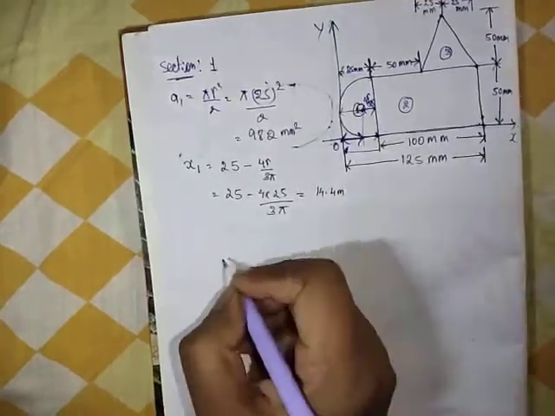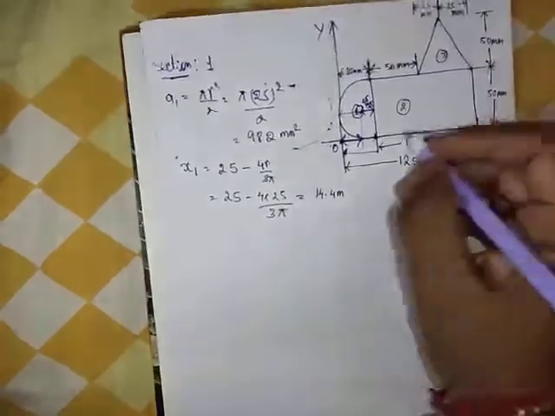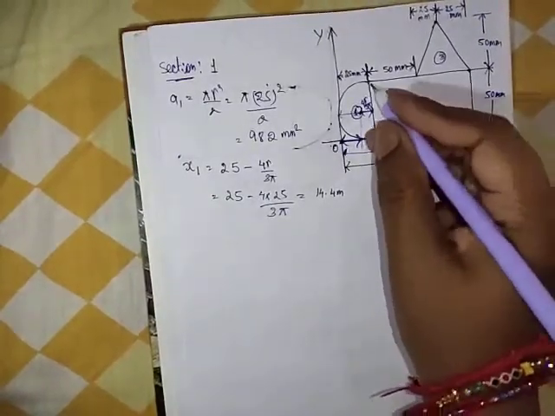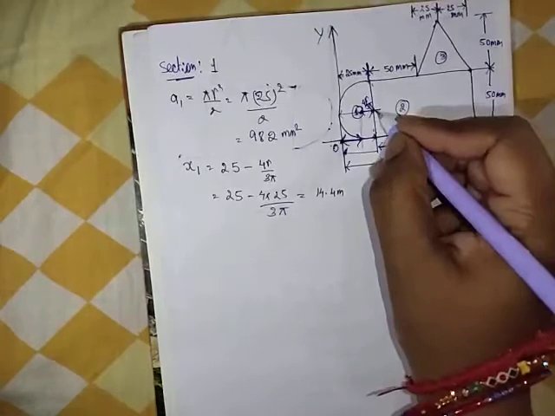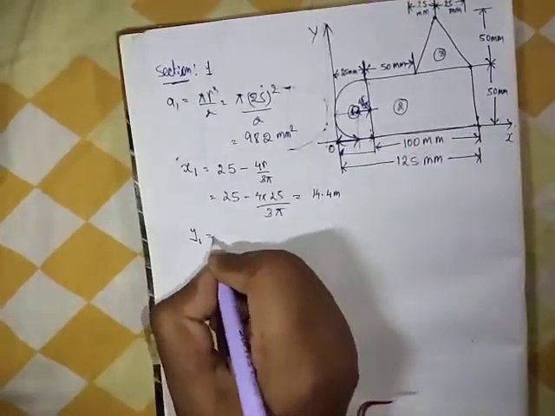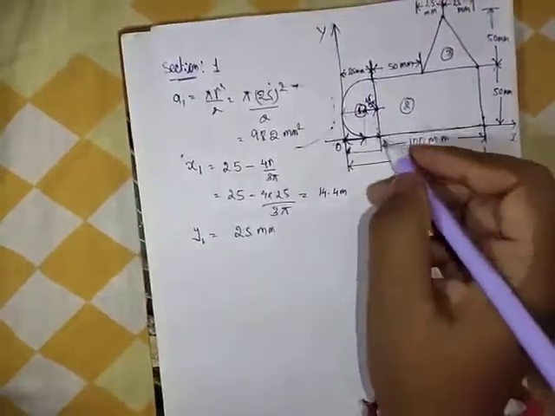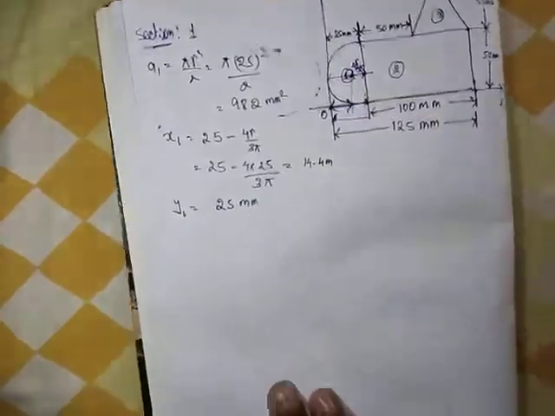That is 14.4 mm. Similarly, what is y1? Y1 is this distance. If this is 50, then this is 25. So y1 is nothing but 25 mm, that is your r.